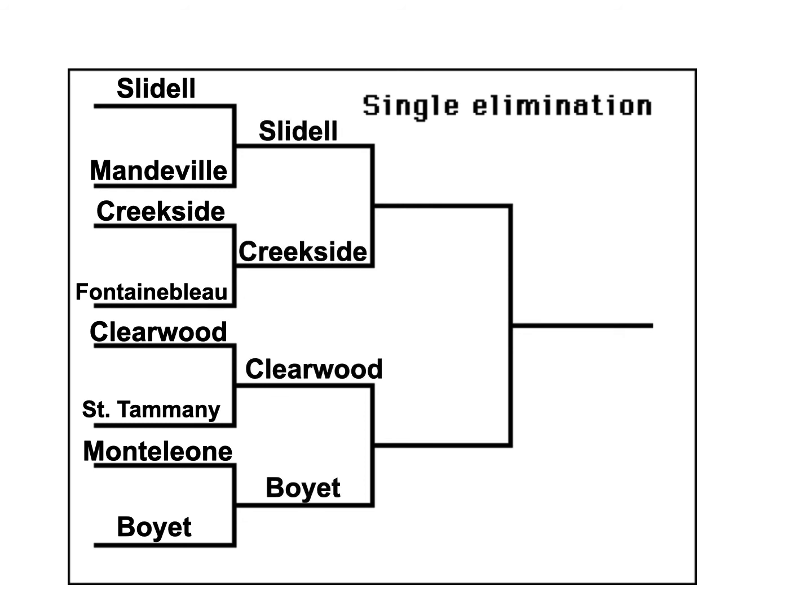So Slidell, Creekside, Clearwood, and Boyette all won. They all move on. The other teams are one and done. And then they will play those 2 games, and Slidell and Boyette win. And so then you have your championship game in which Slidell wins.